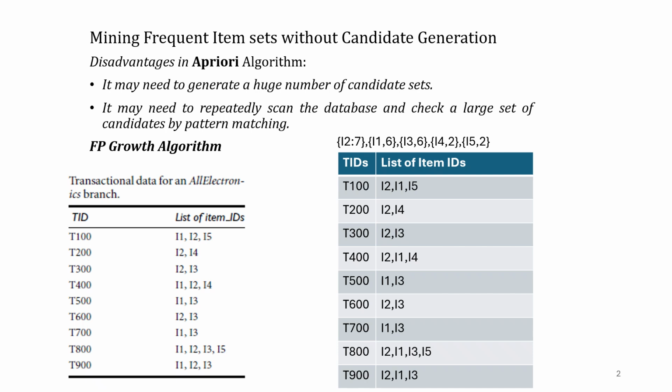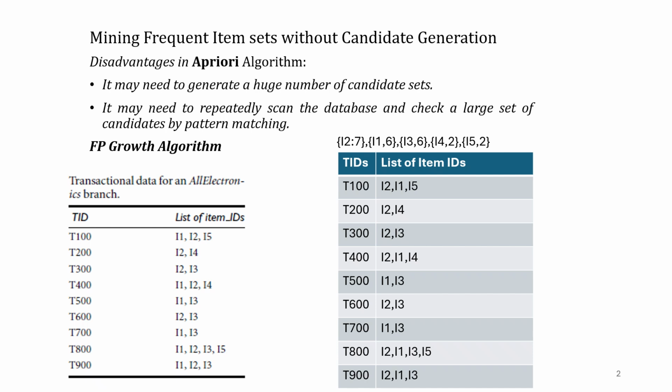We are generating C1, C2, C3. Like this, for each and every candidate, we are scanning the database more times. So the main disadvantage in the Apriori algorithm is that it may need to repeatedly scan the database and check a large set of candidates by pattern matching. Under each candidate generation, C1, C2, C3, C4, every time we are scanning the database multiple times. So this makes it time consuming.